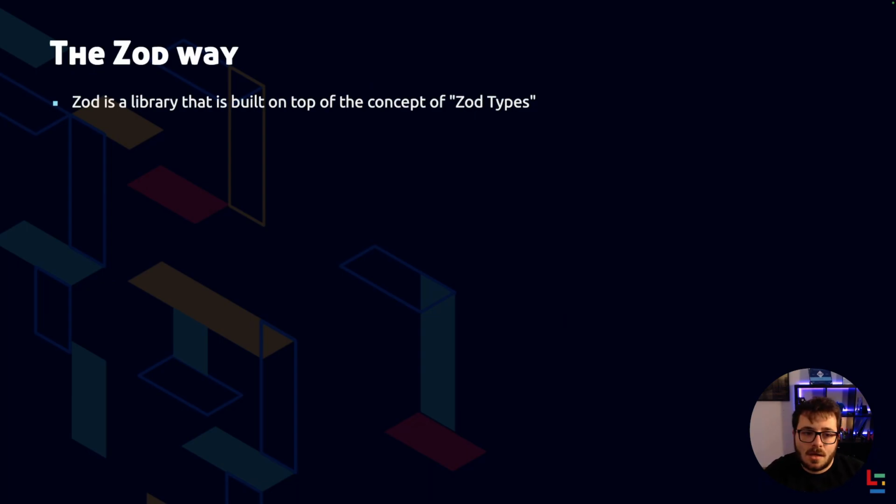Zod is built on top of the concept of Zod types. Zod types are basically their own schema. So a Zod string is a schema on its own that you can use to validate anything. You can use those schemas to compose other, bigger schemas, like Zod objects with Zod strings inside and stuff like this. So you can compose those schemas, which are also standalone, but they work very well in a group.